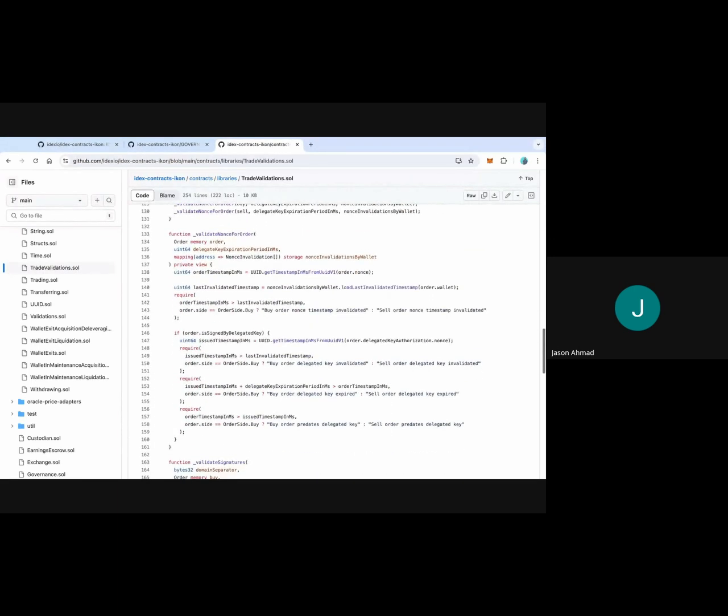For example, not validating nonce for orders. And you can see that we can get the timestamp and then test some assumptions about the validity of that timestamp relative to authorizations in something called a delegated key, which is again something I'll touch on in a little bit here.